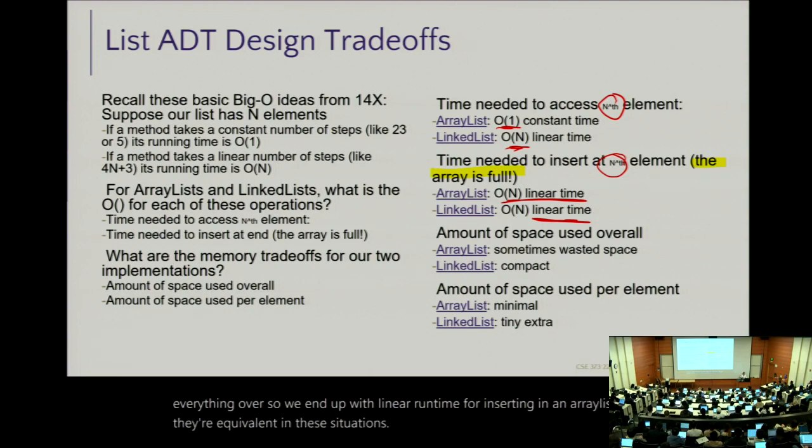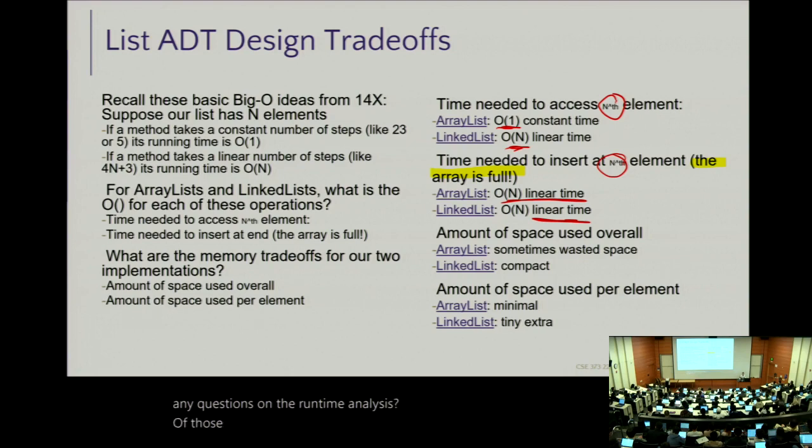Those are the runtime analyses on the array list versus linked list. Does anyone have any questions on the runtime analysis of those two things or how that works? Okay.